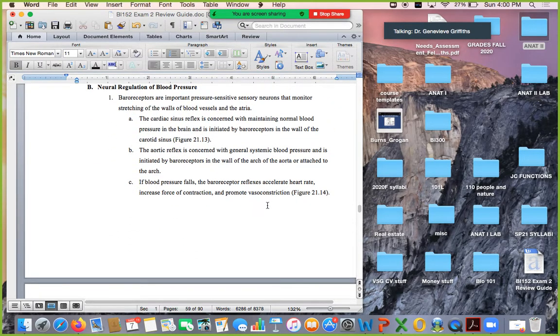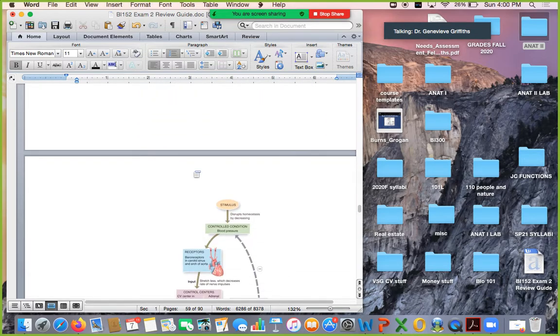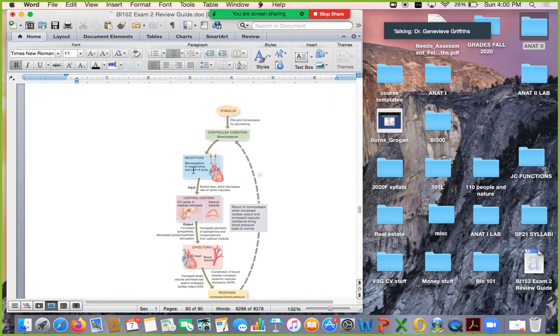We talked about how blood pressure is regulated. So we have baroreceptors, again, in the carotid sinus as well as in the aortic arch. The carotid sinus is going to be responsible for maintaining blood pressure in the brain. The aortic reflex is concerned with the systemic pressure in the general circulation, basically. And it's initiated, again, by baroreceptors that are found in the arch of the aorta or attached directly to the arch itself. And if blood pressure falls, then we end up with this feedback loop.